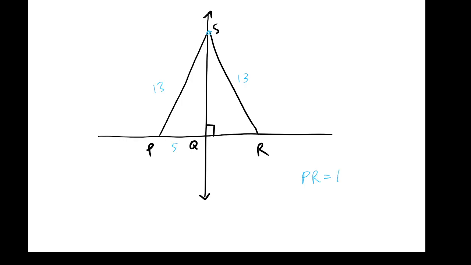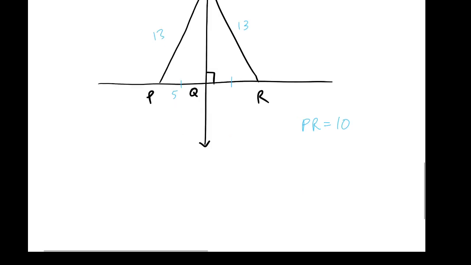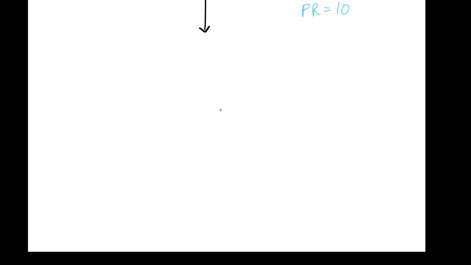PR has to be 10. Now be careful, it's not going to be 5. Got to be careful of the details here. Of course, that means that this and this are going to be congruent. QR would be 5, so the sum of 5 and 5 would have to be 10. All right. Moving right along. Let's find some angle measures.